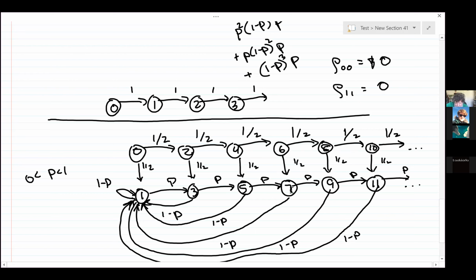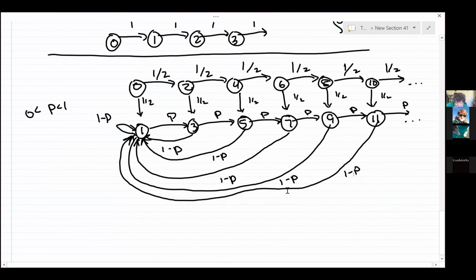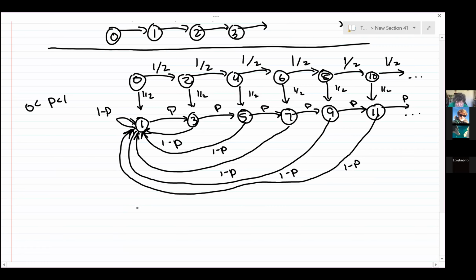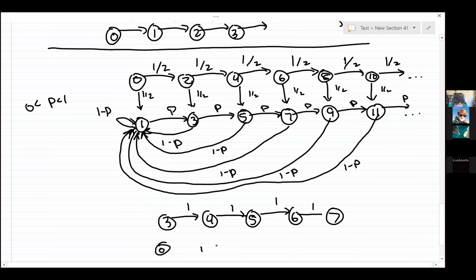But you probably could have, you could do this kind of stuff too, right? You could do, let's just do 3, 4, 5, 6, 7. Have these all going up with 1. And just have what, 0, 1, and 2. Just look like this. And these would all be transient again. This goes on forever. And this would be recurrent.